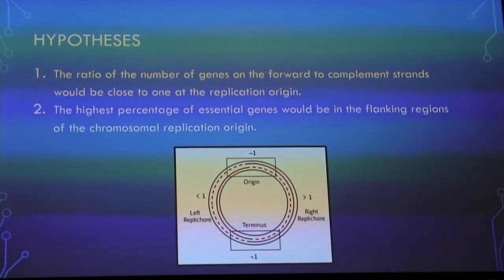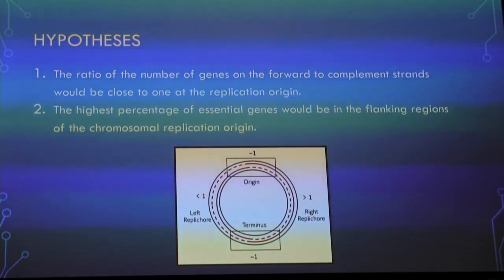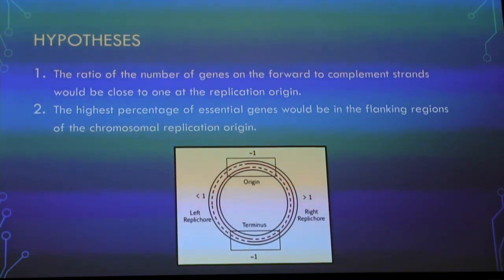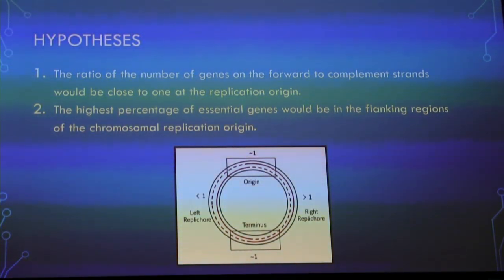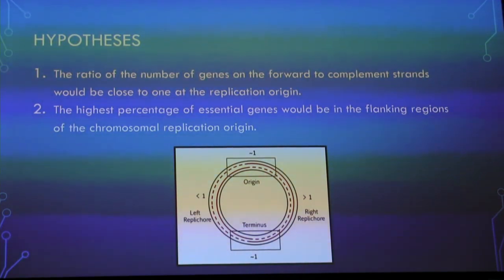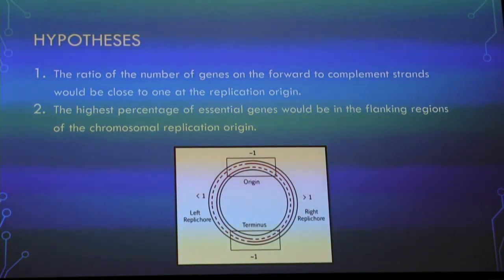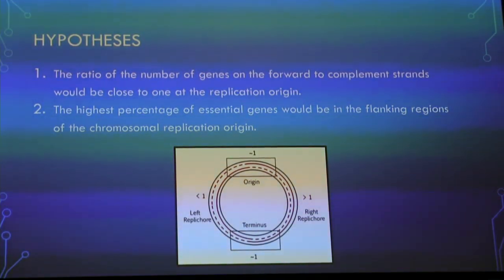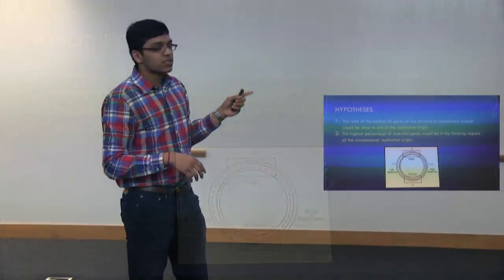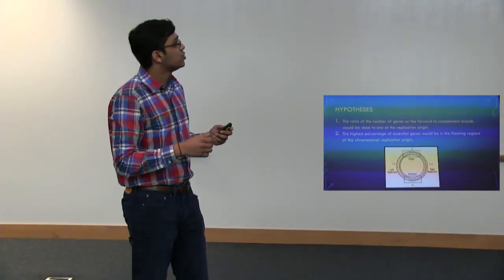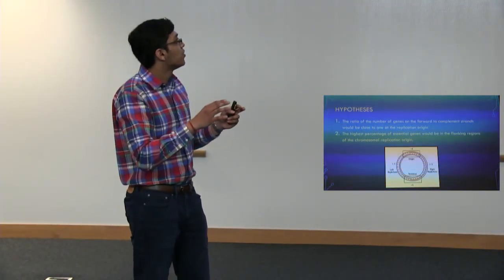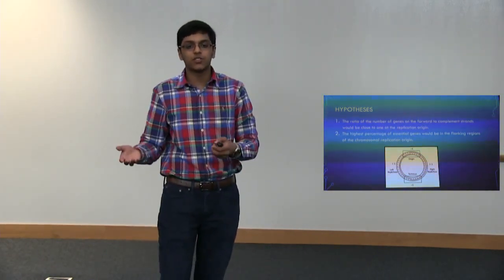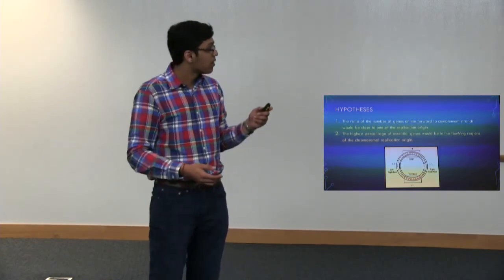However, on the right replicore, or the right half of the chromosome, you have a forward to complement strand ratio of more than 1, because if you see it as a fraction, forward to complement, the forward strand is the leading strand, which has more genes than the complement, and that's why it's more than 1. And on the left replicore, it's less than 1 for the exact opposite reason. Our second hypothesis was that the highest percentage of essential genes would be in the flanking regions of the chromosome replication origin. So near the origin, as I explained, to increase the chances of successful transcription.